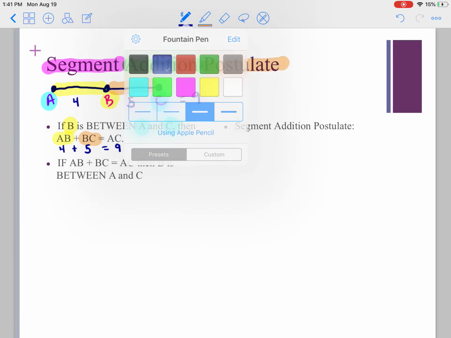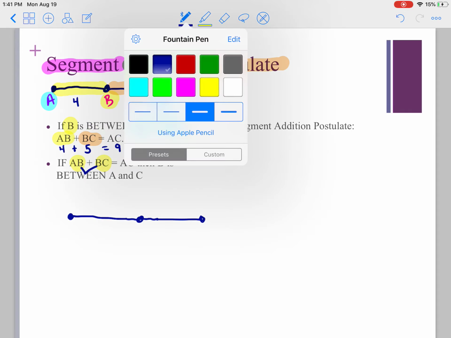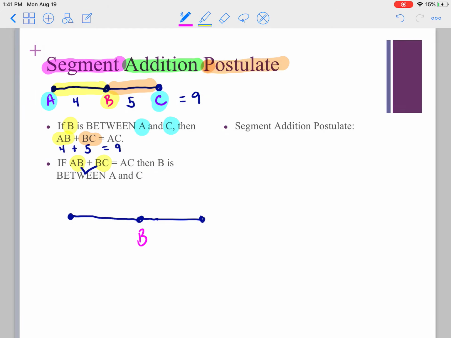If I'm given the information that AB plus BC is equal to AC, then I can also come to the conclusion that if I wanted to draw this diagram, then I would know that B is going to be the point in the middle. And let me keep with the same color scheme that I've been working with. I would know that B is in the middle between A and C. And so once again, this is the segment addition postulate.